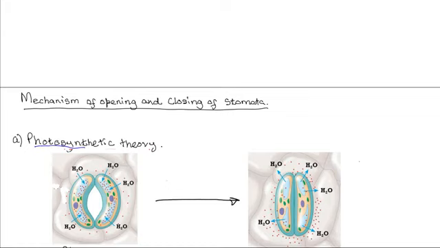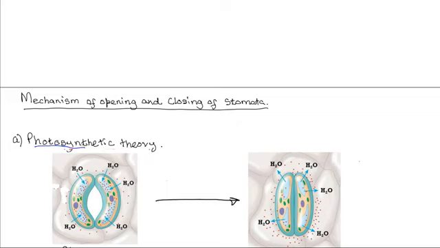Now, in all the theories, the principle is about change of turgidity of the guard cells. When the guard cells become turgid, they bulge outward and the stoma opens. When they become flaccid, they tend to move close together and the stoma closes. That is the principle that underlies all these theories that explain the mechanism of opening and closing.